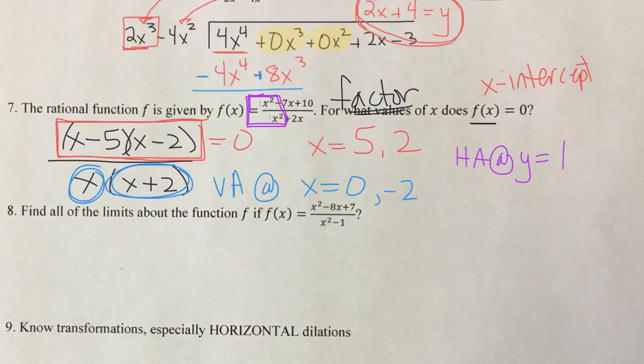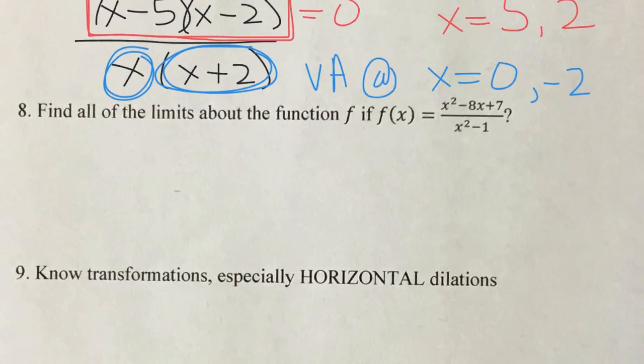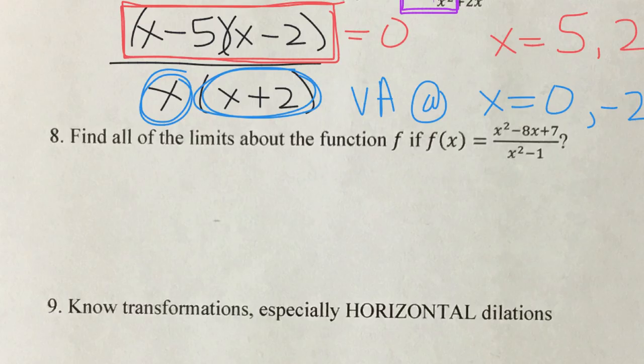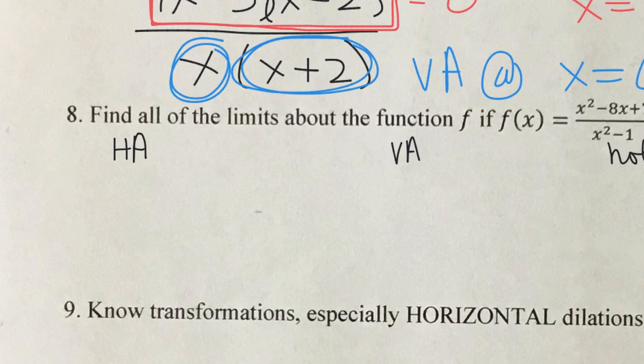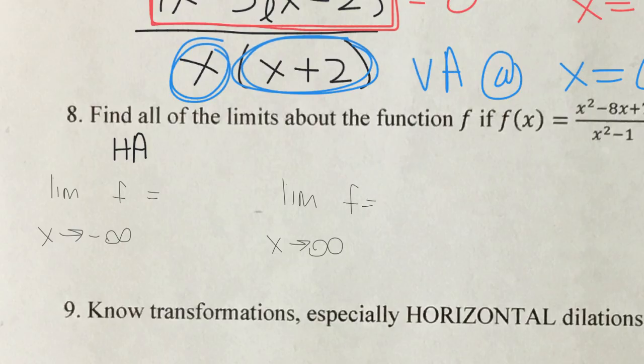Those are all the things that we could do about a rational function. Our next one, what about the limits? We have a couple of different limits. We have your horizontal asymptote, your limits to infinity. We have vertical asymptote limits, and potentially we have a hole limit. First, horizontal asymptotes. That's the limit as x goes to negative infinity, and the limit as x goes to positive infinity. Horizontal asymptotes come from your heaviness.